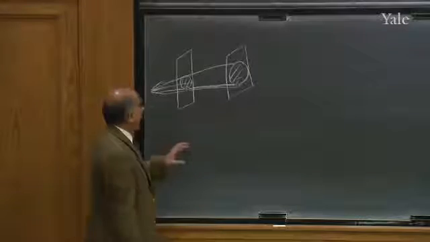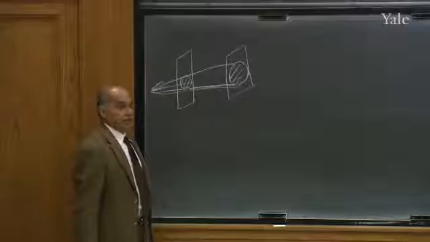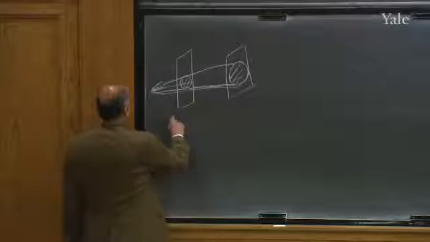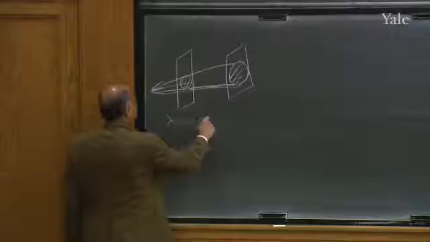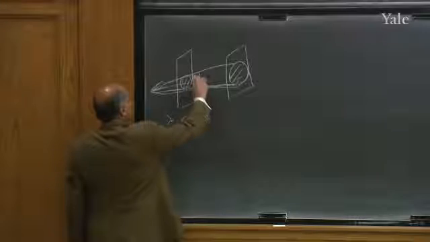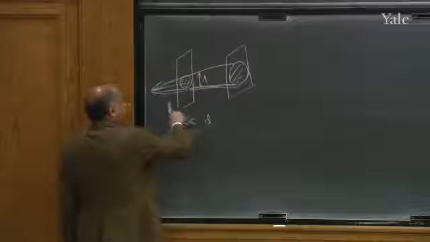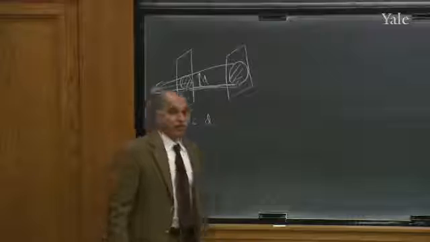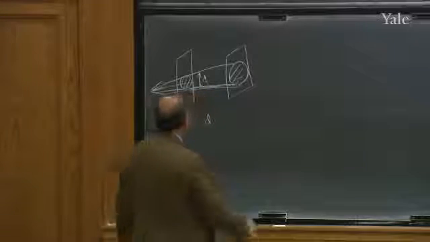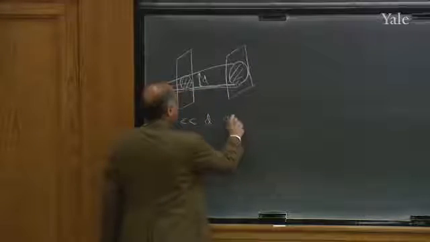It's going to be small or large compared to the size of this opening. If lambda, the wavelength, is much, much less than d, which is the size of that opening here, then you have this simpler geometrical optics. That's the approximation.